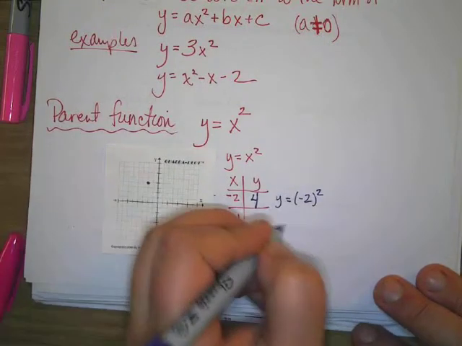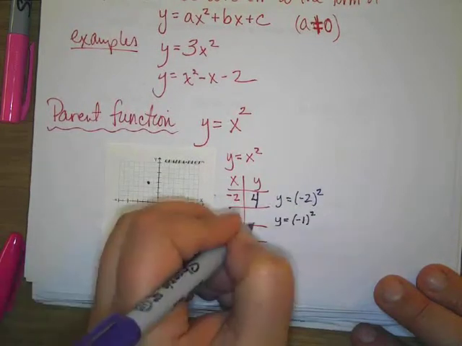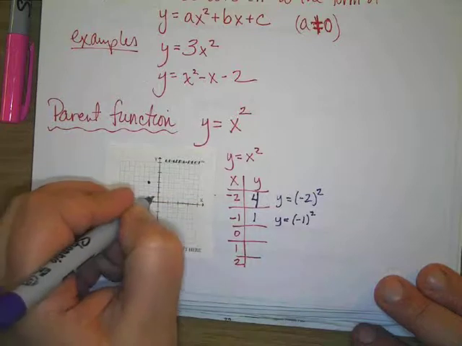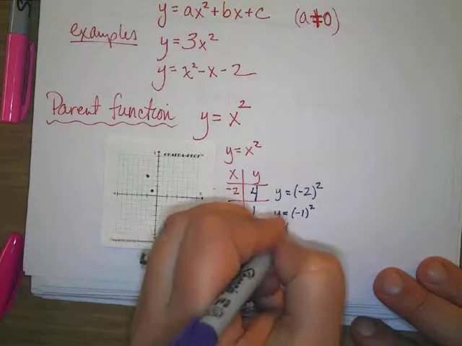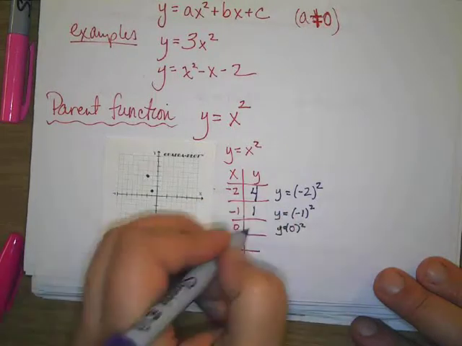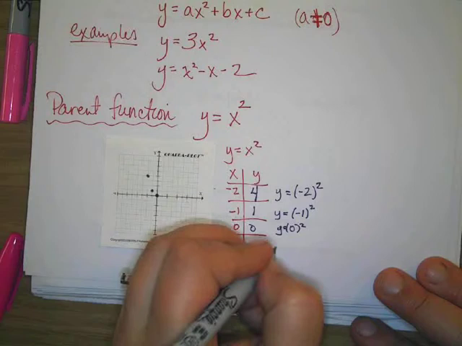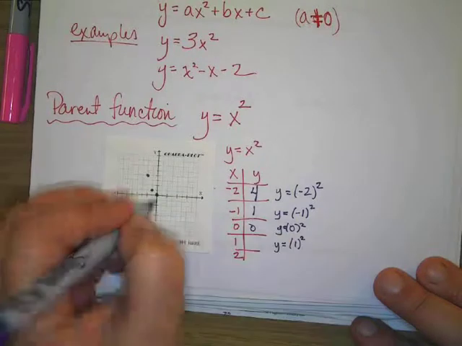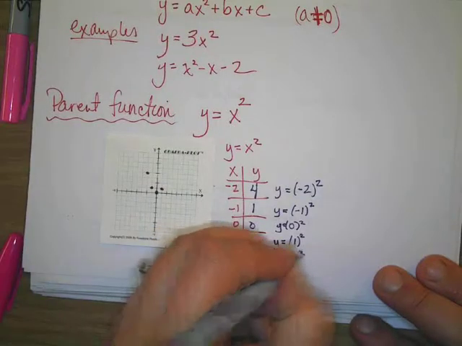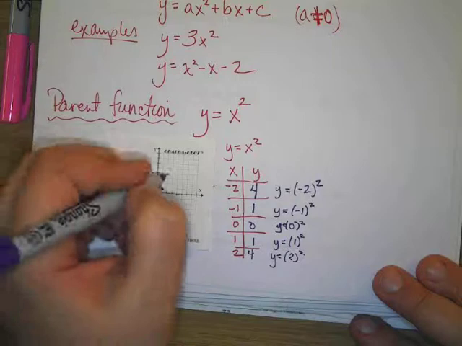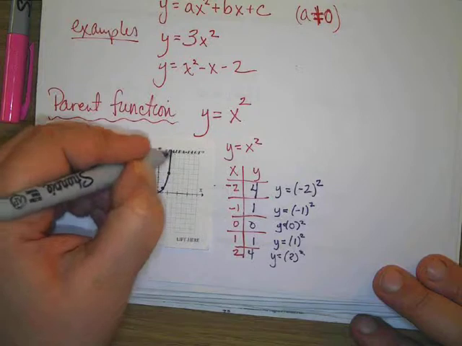We're going to do the same thing here for -1. So we're going to put that in for x. So it's -1 squared. 1. So let's plot that point. -1, 1. And do the same thing for 0. What's 0 squared? 0. So, crosses at 0, 0. And put a 1 in. What's 1 squared? 1. And then put a 2 in. 2 squared is 4. This is the parent function. This is the overall shape of a quadratic function.